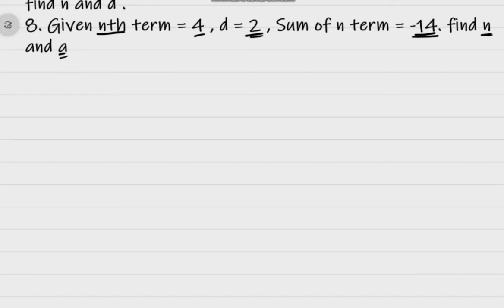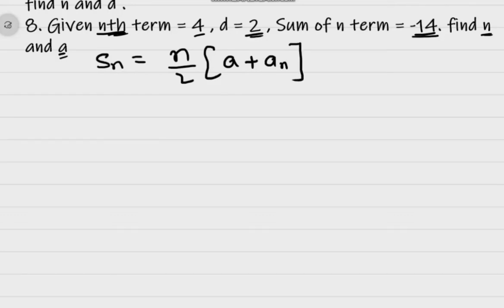So see, you know Sn, you know the last term. The nth term is given, you know the last term. And you have to find the first term. So let's go for the formula. Sn is equal to n by 2 into first term, that is a, plus last term, that is an.